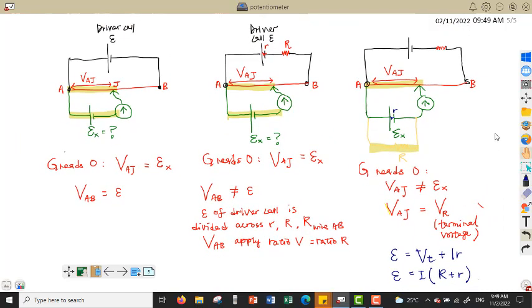So when you solve questions about potentiometer, you have to be careful with the situation given in the questions.